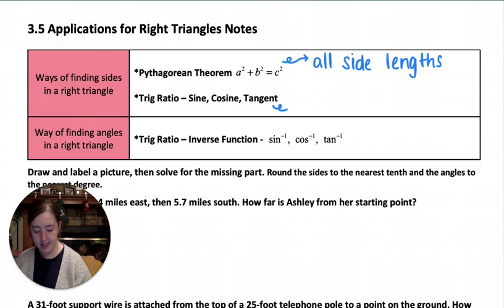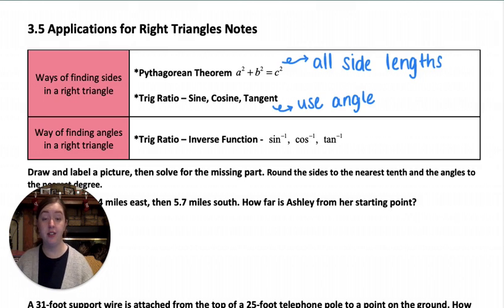Sine, cosine, and tangent is when we also have an angle in there. So if inside the triangle somewhere you have an angle that you have the measure of, then you're going to use trig ratios, sine, cosine, and tangent. If you're actually trying to find the measure of an angle, then you're going to use inverse trig: sine inverse, cosine inverse, tangent inverse. Cool.